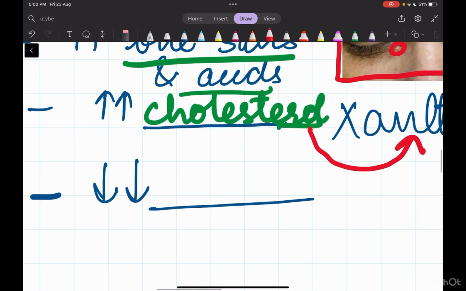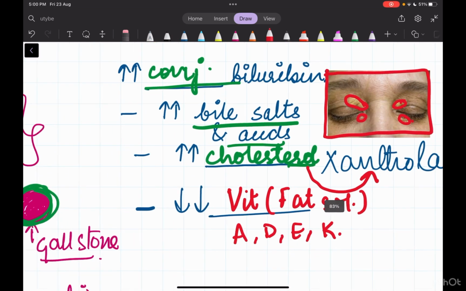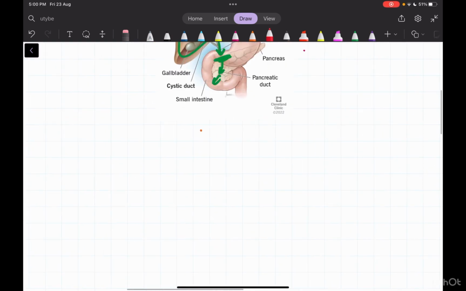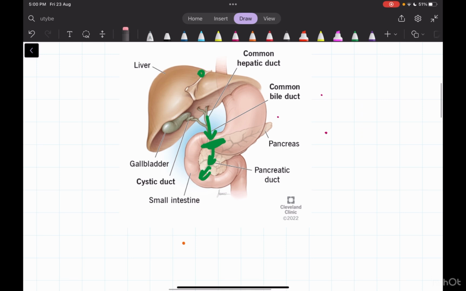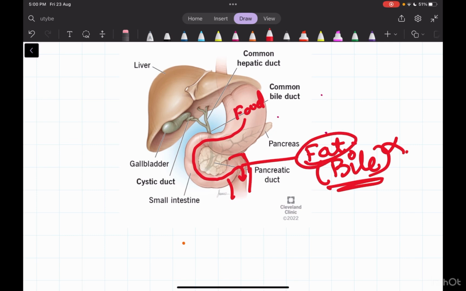Okay, and there will be low vitamins. All the fat soluble vitamins will be low. What are the fat soluble vitamins? A, D, E, K. Why are they low? Because fat soluble vitamins in the intestine, like when you have eaten food, this is the stomach, right? And here is food. Food will go into the duodenum and then into the jejunum and ileum, and in the intestine, whatever fat soluble vitamin there is in this food will get absorbed with the help of bile. Now there is no bile. What will happen? There will be no absorption of fat soluble vitamins.